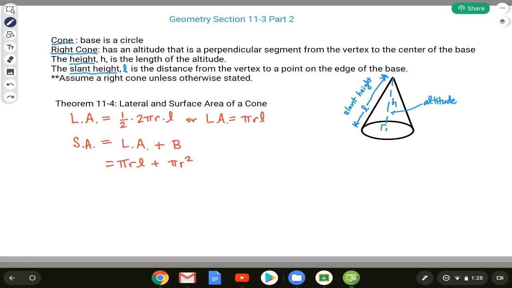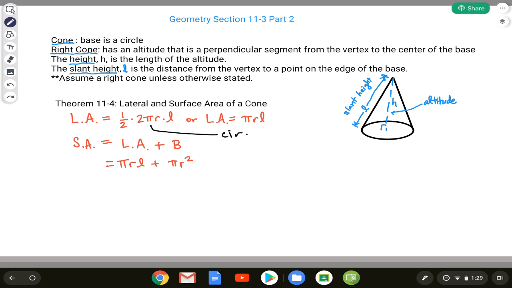Okay, so Theorem 11.4 gives us the formulas for lateral and surface area of the cone. They're always a little simpler when the figure has a base that is a circle, like the cylinder was a little simpler than the prism. So we always know the base on a cone is a circle. The lateral area will be the area around the cone, not the base, but the other part. So it's going to be 1/2 times the circumference, 2 pi r, times L. So instead of having perimeter, we're just thinking circumference.